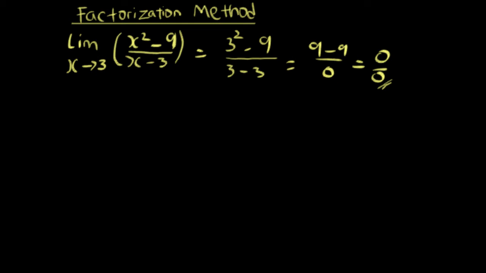But according to the rules of limits, we do not ever want our denominator to give us 0. So we have to apply a method that will prevent your denominator from being 0. I repeat, do not ever allow your denominator to be 0. So let's apply our factorization methods to prevent that from happening.